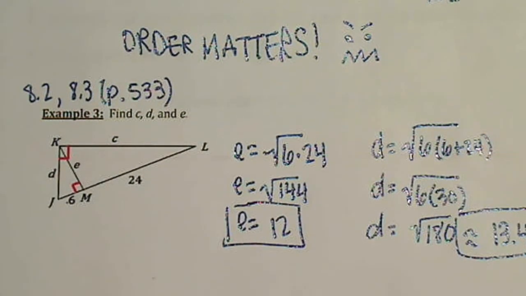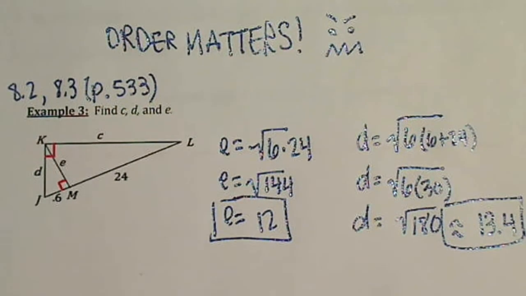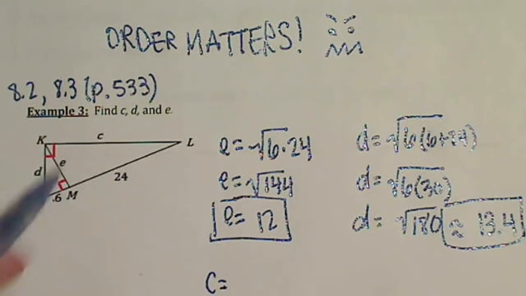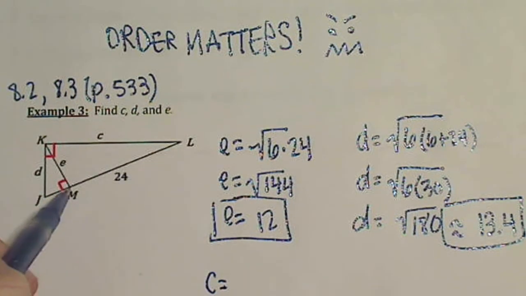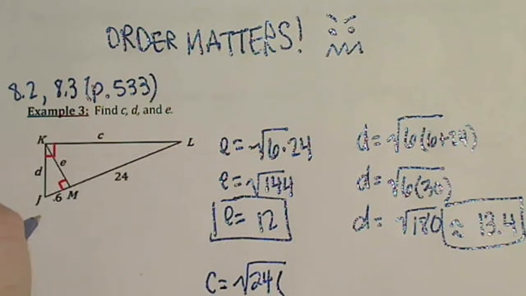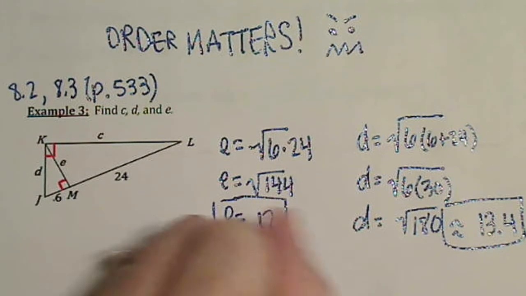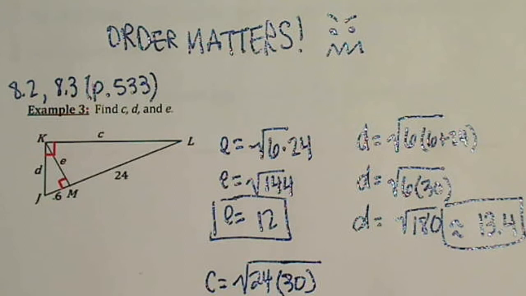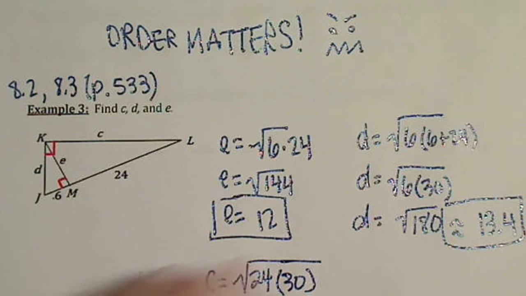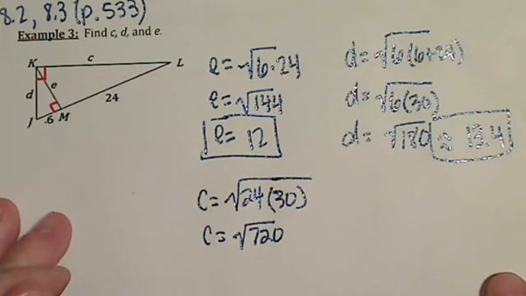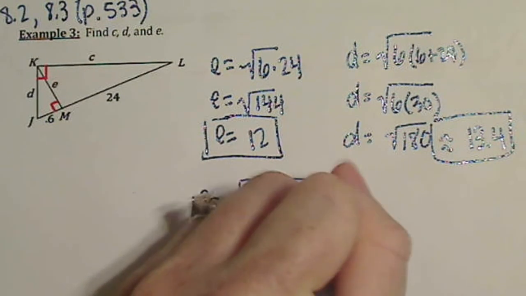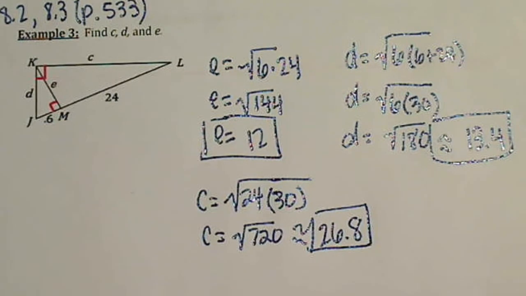Our last side, side C, this top leg, KL. Same theorem, and it says we're going to take this piece, LM, which is 24, and multiply that by the whole thing and take the geometric mean. So 24 times 30. We need to find the square root of 720. Put it in our calculator, and we will get about 26.8 for side C.